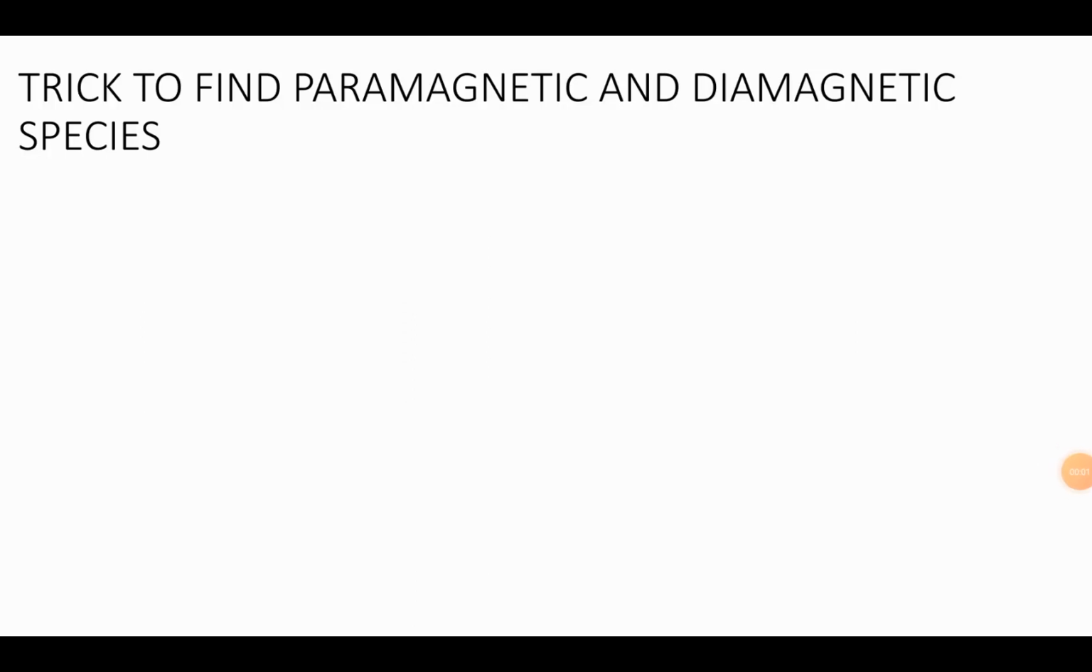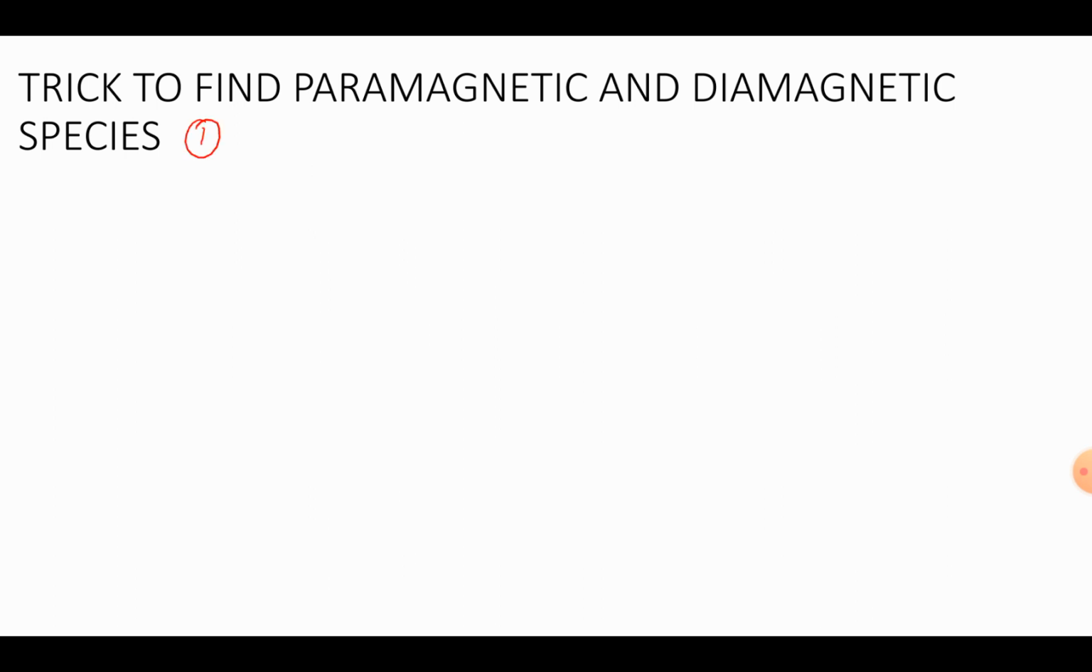Hello everyone. Today I am going to discuss a wonderful trick with you to find out the paramagnetic and diamagnetic behavior of species. This is in chapter 4 of class 11, that is chemical bonding. The first trick that I am going to share, you can apply to any compound or molecule and you will get your answer.